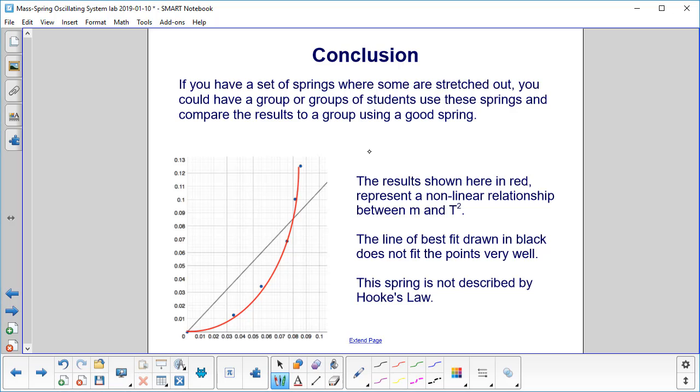The results shown here with the red line represent a nonlinear relationship between m and T squared. The line of best fit, which you can get with a program, does not fit the points very well. This spring, with the red here, is not described by Hooke's law.